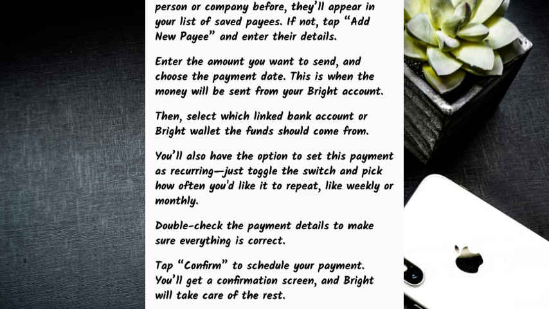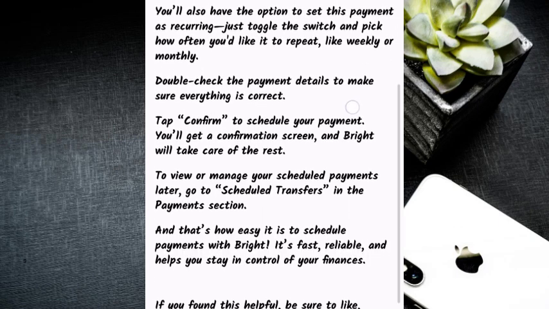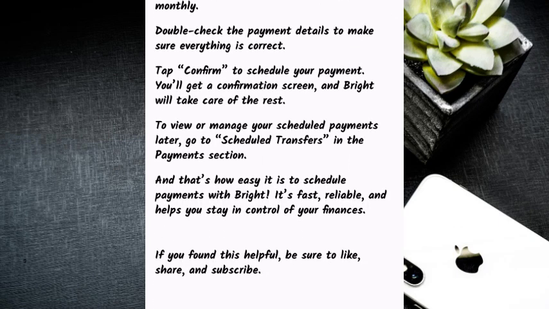Double check the payment details to make sure that everything is correct, and once it is, tap confirm to schedule your payments. You're going to get a confirmation screen and Bright will take care of the rest. To view or manage your scheduled payments at any point in time, you can just go to scheduled transfers in the payment section. And that's how easy it is to schedule payments with Bright.